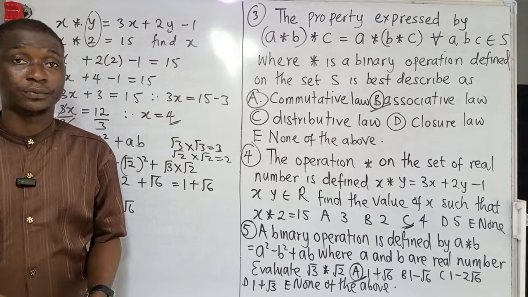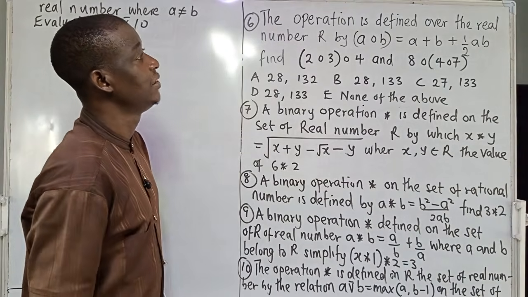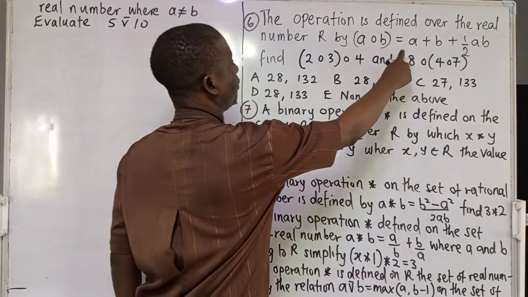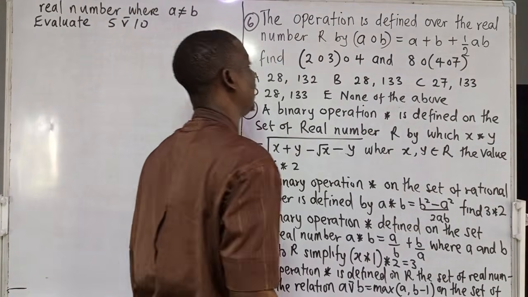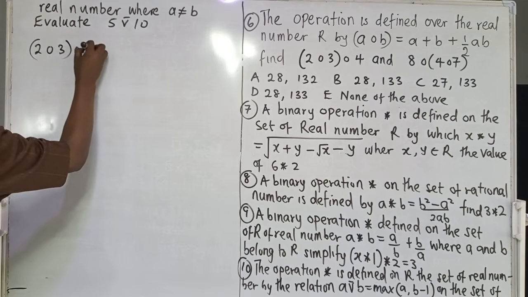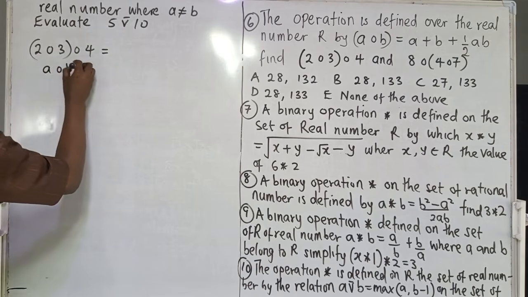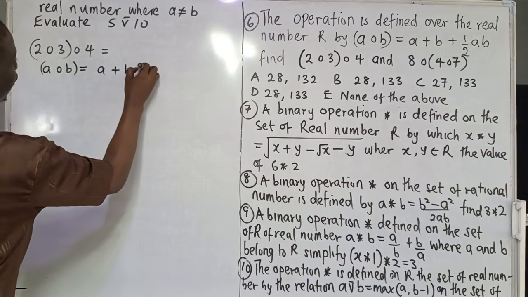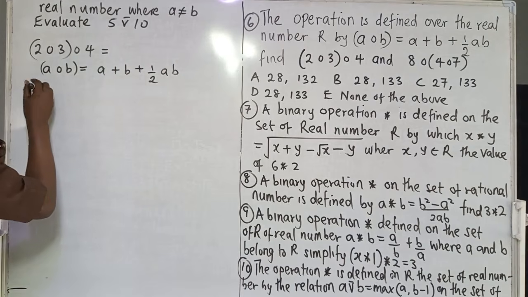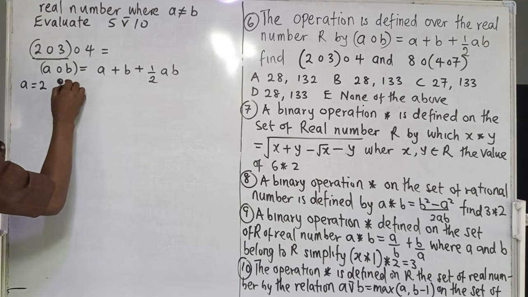So we'll continue with the questions now. Now, we want to solve number 6. He said the operation defined over the real numbers R is A operation B equal to A plus B plus 1 over 2 AB. Find 2 operation 3 operation 4. Now, for A operation B, given as A plus B plus 1 over 2, what I want to do is that anywhere we see A, put 2 first. So let's deal with this one first. Then anywhere we see B, we put 3.